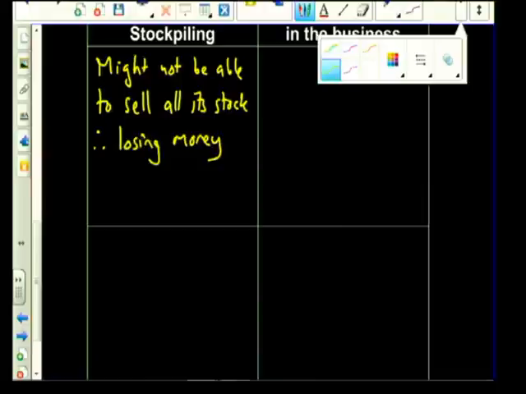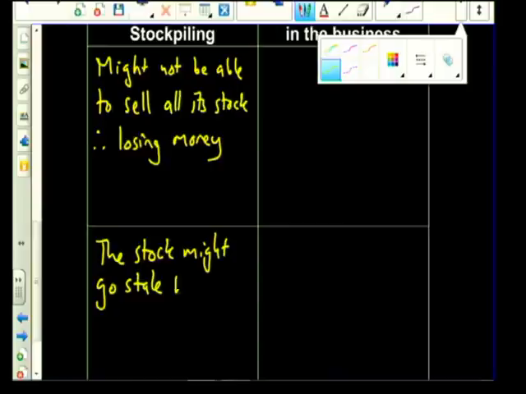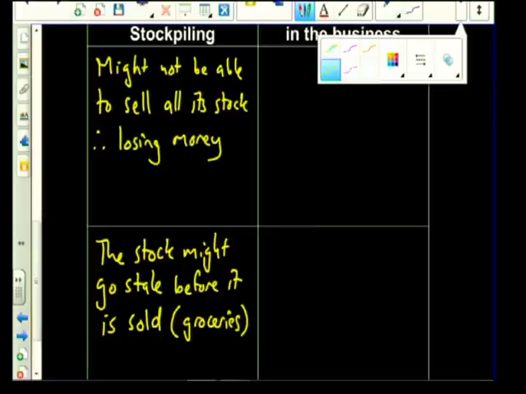So let's put that as the second point. The stock might go stale before it is sold. Because the stock is groceries. Obviously, that's not going to happen to something like a cell phone. If a business buys many cell phones, the cell phone can't go bad. It can be kept in the box until it gets sold.